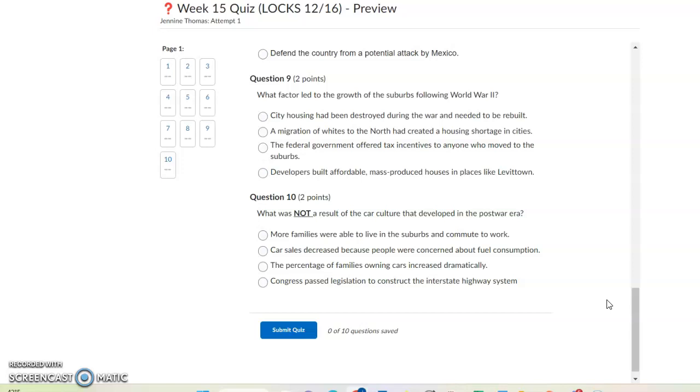Question 10. What was not a result of the car culture that developed in the post-war era? A. More families were able to live in the suburbs and commute to work. B. Car sales decreased because people were concerned about fuel consumption. C. The percentage of families owning cars increased dramatically. Or D. Congress passed legislation to construct the interstate highway system.